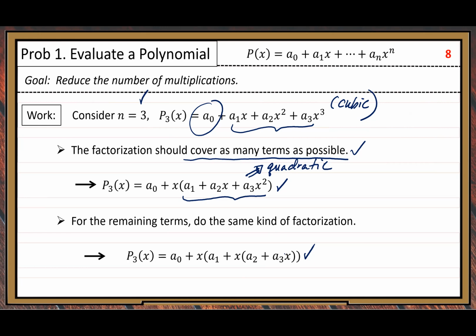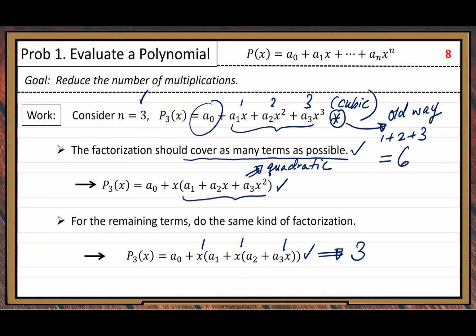Do you want to count the number of multiplications we need here? That's pretty easy. Number one, x times the first parenthesis. Number two, x times the second parenthesis. Number three, x times a3. So the total number of multiplications we need equals 3. If we go back to the original form using the old way, we need 1 plus 2 plus 3: 1 here, 2 here, 3 here. So we get 6. The reduction is from 6 to 3.